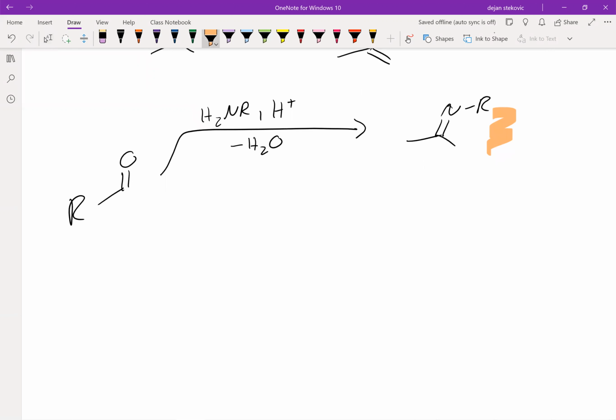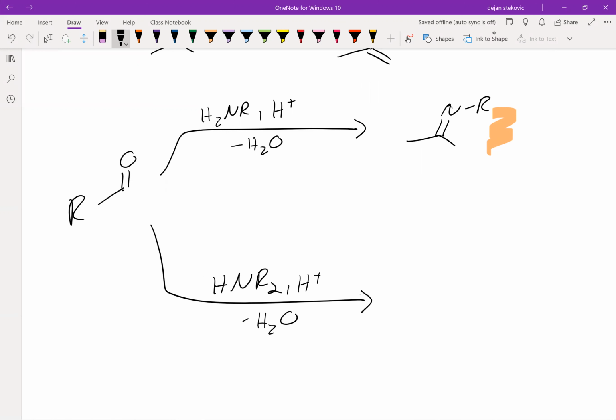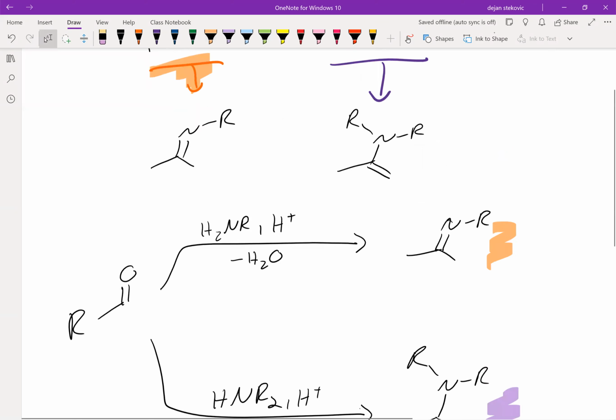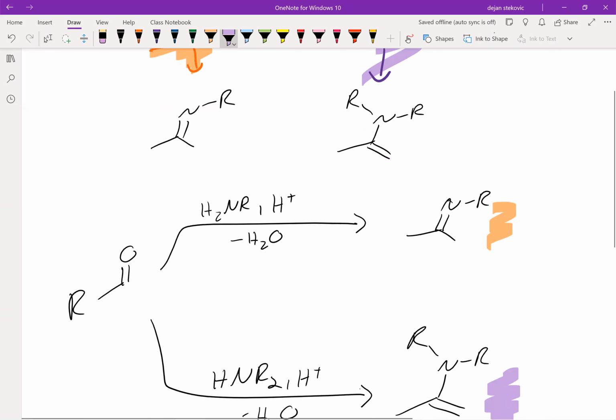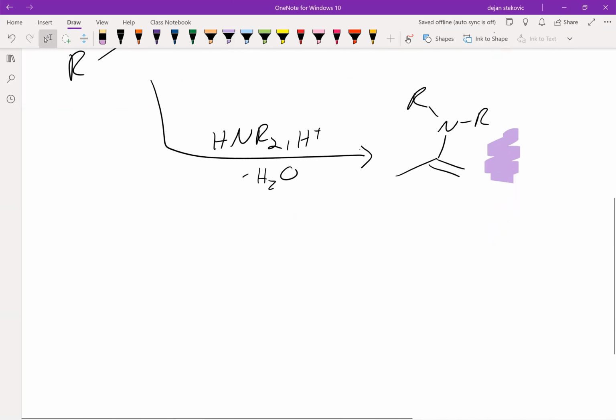If you add a secondary amine, so in this case, two R groups, only one hydrogen, catalytic amount of acid, remove a water molecule, you'll form an enamine. In general, the mechanisms are very similar to one another and similar to the previous step with the imine.